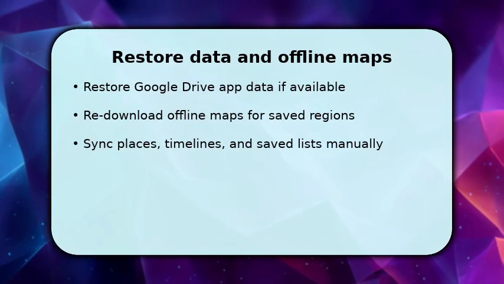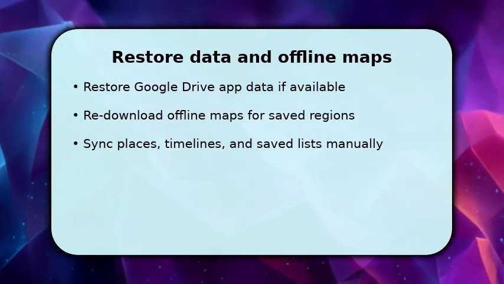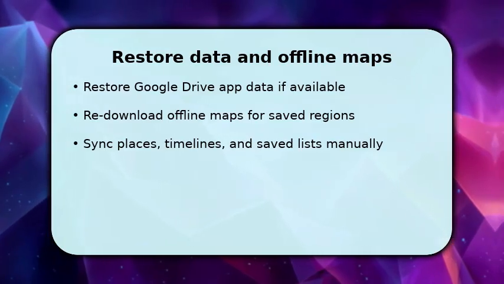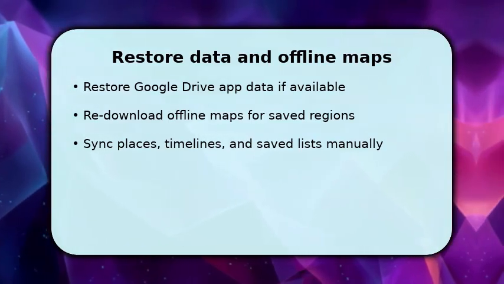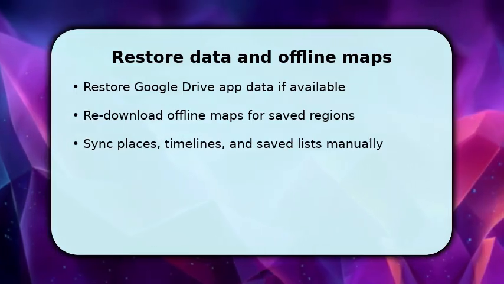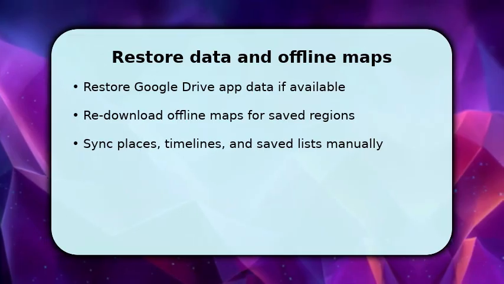Next, restore app data from Google Drive where Maps backups live. Open Settings, navigate to Backup, and choose the most recent Maps backup if present. Then, re-download offline maps for the regions you use. This brings tiles and routing back locally.